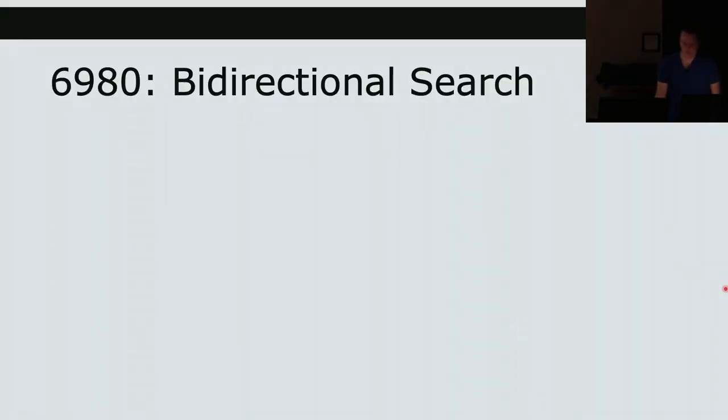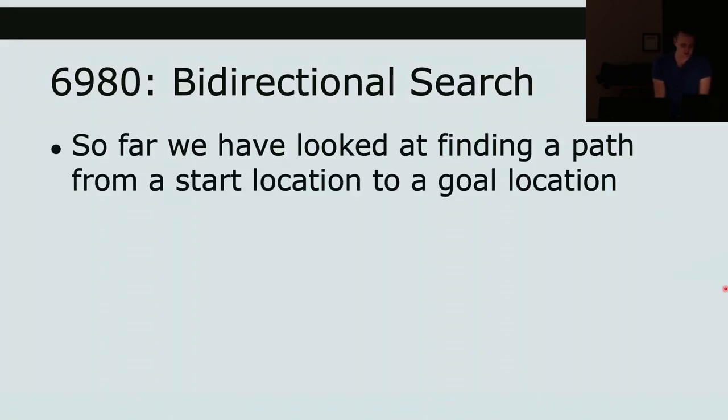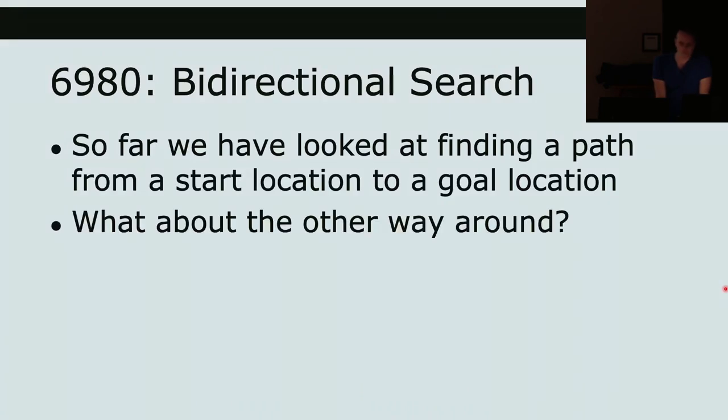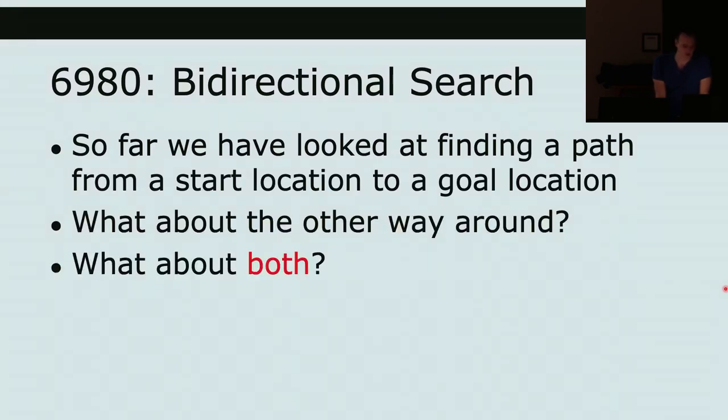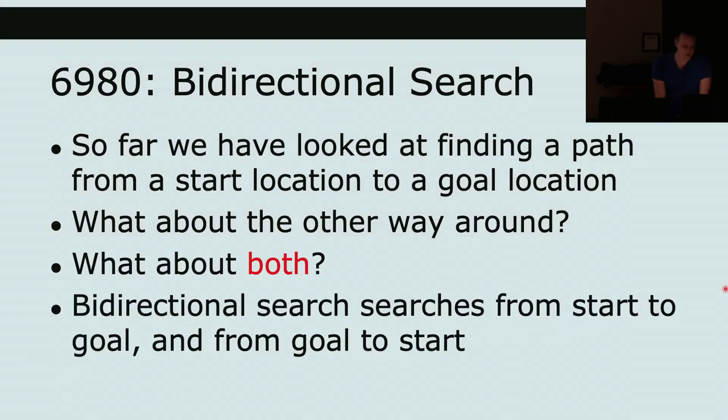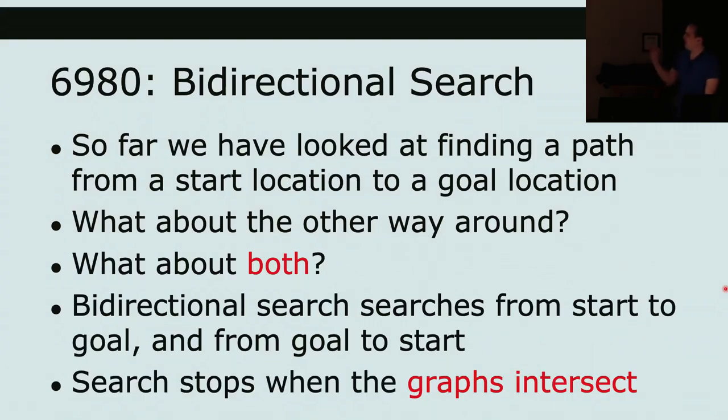The next thing, bidirectional search, I'm going to have to speed up here a little bit. So far we've looked at finding a path from the start to the goal. What about the other way around, right? What about both? Bidirectional search starts from the start to the goal and from the goal to the start. And the search stops somehow when the graphs intersect.